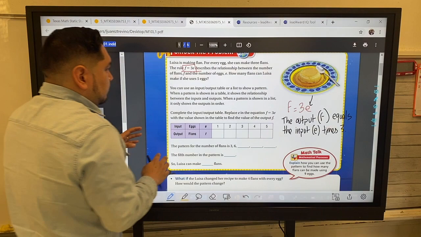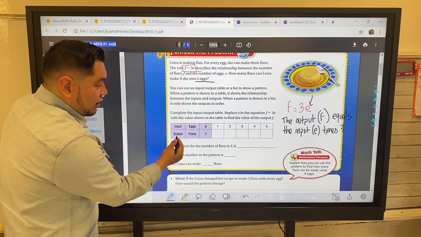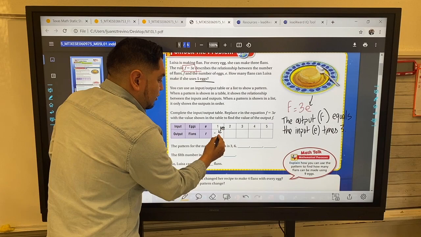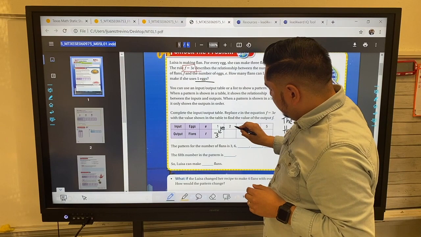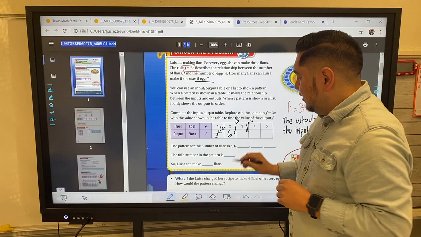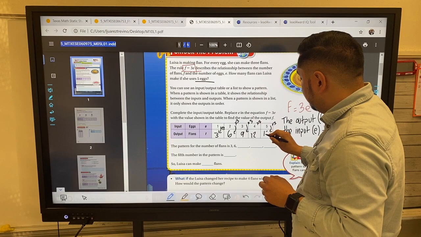Now, then it goes on to say, how many flans can she make with 5 eggs? And so we'll go ahead and do our input output table. Here the input is eggs, E, right? So one egg, we're going to multiply it times three. So one times three equals three. Pretty simple. And continue the pattern from input to output times three. 2 times 3, 6. 3 times 3, 9. 4 times 3, 12. And 5 times 3 equals 15.